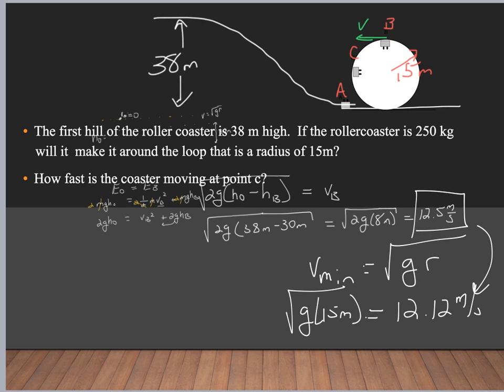Okay, you might have been able to see it if you compare these two parts of the equation right there. This is going to be equal to the square root of g times 2 times 8, which is 16 meters, where that is a larger value than g times 15 meters, right? So since this number will be larger than this number, it means it does have enough speed to go around.